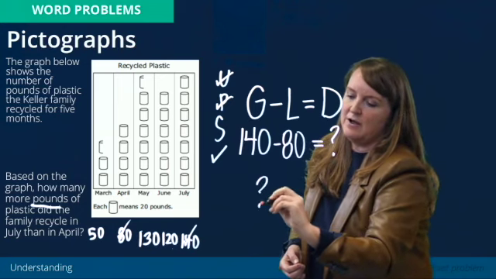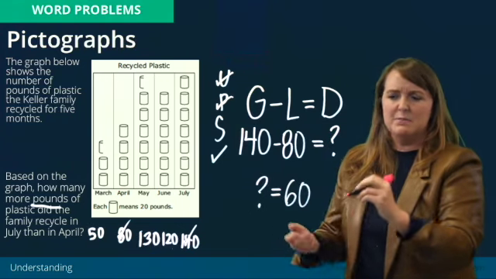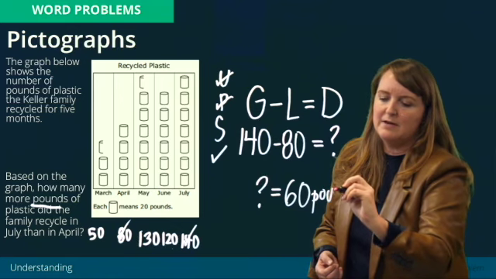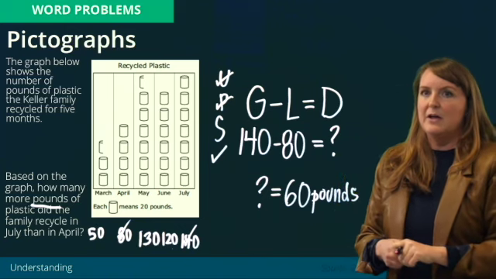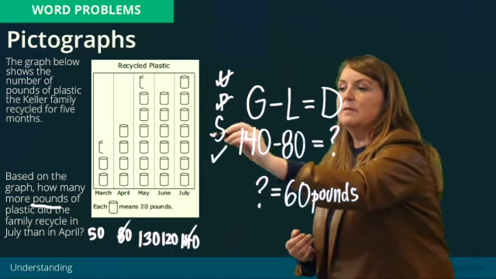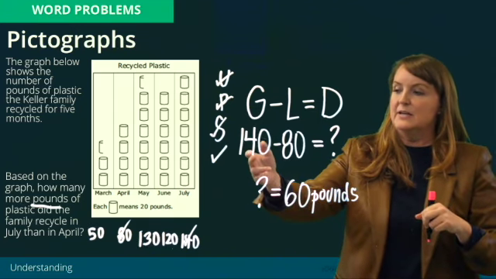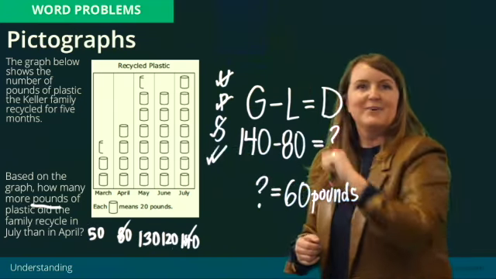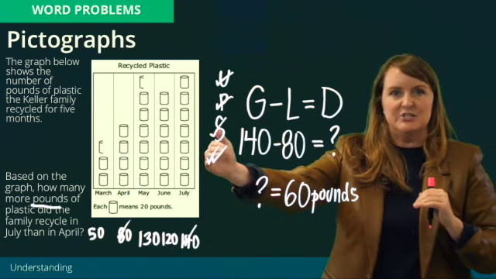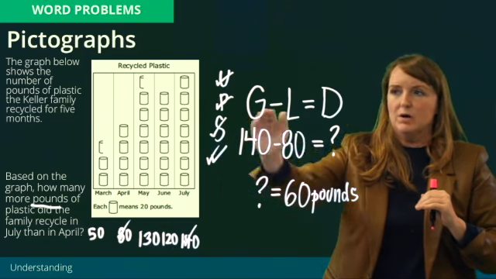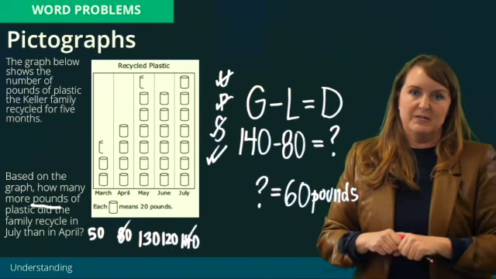Let's think about how we should solve this. That question mark would equal 60, and what would be a good label for that? Well, I think pounds. That would be an excellent label for this word problem. So what we did is we solved the problem, and then we want to go back and check our work. 60 plus 80 does equal 140. Hurrah, we did it. So there we used our word problem attack strategy with a focus on the word problem schema to help us set up and solve this problem with pictographs.